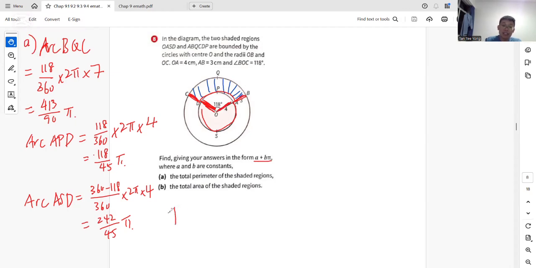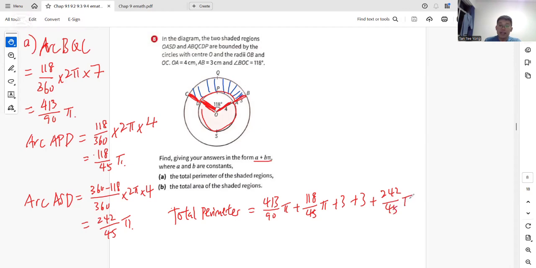Okay, so basically the total perimeter is equal to 413 over 90 pi plus 118 over 45 pi plus 3 plus 3. This 3 belongs to CD and AB. Then plus 242 over 45 pi, and then you need to plus 4 as well. This belongs to ASD, then the 4 and 4 are these two radii over here. So simplify them now.